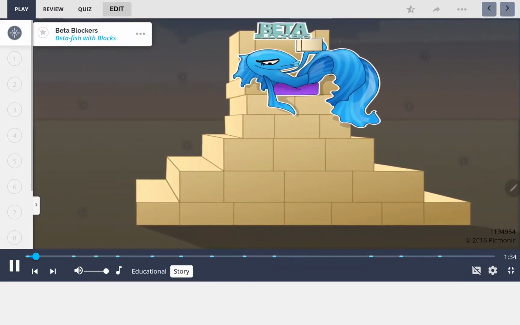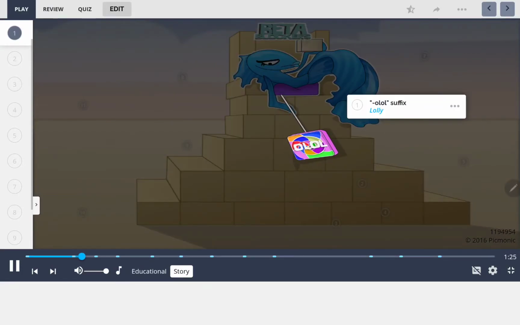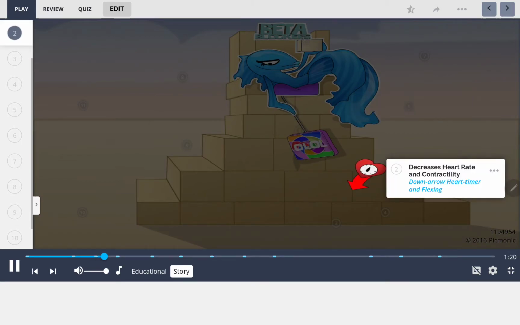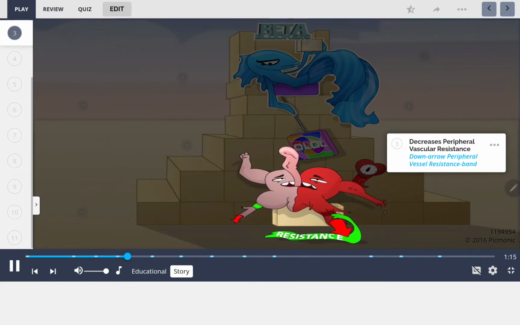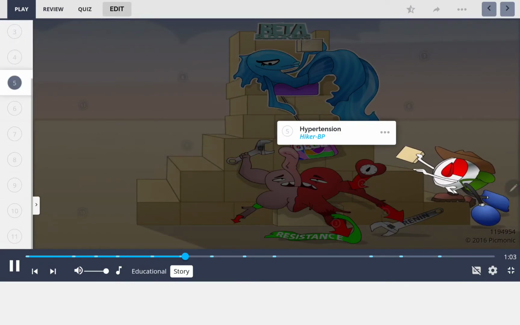This beta fish rules over her minions from atop her blocks, which were stacked over many years of hard labor to form a sort of temple to the gods. Now that the heart has completed the temple, the beta fish rewards it with a lollipop. Its heart timer immediately drops and its flexing muscles relax. The tight resistance band around its peripheral vessels loosens then falls, allowing blood to flow more freely. And with the temple finished, the heart doesn't need to hold on to its wrench anymore, so the down arrow wrench is released. With the temple finished, the beta fish releases the hiker BP from its job of hiking blocks up to the top.